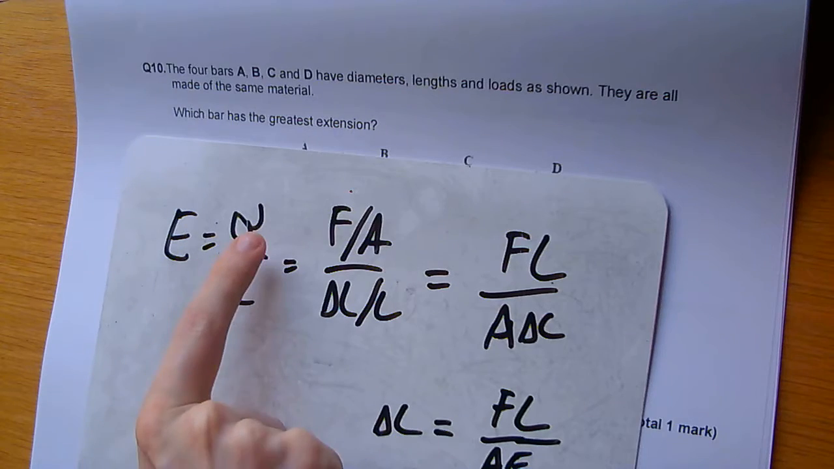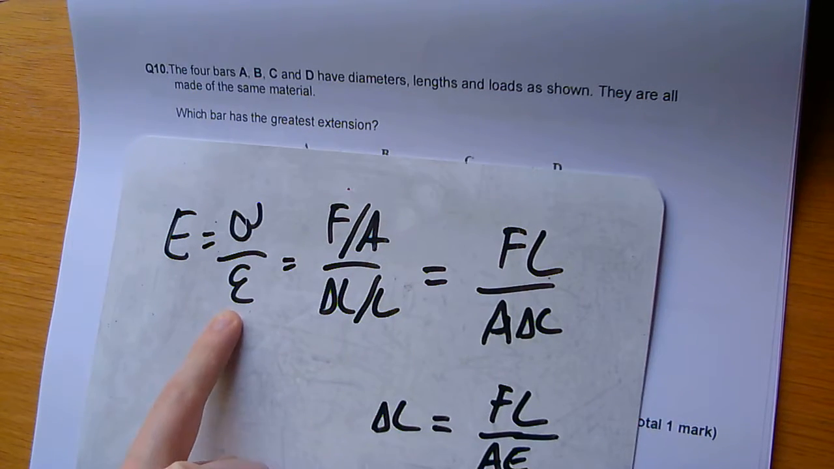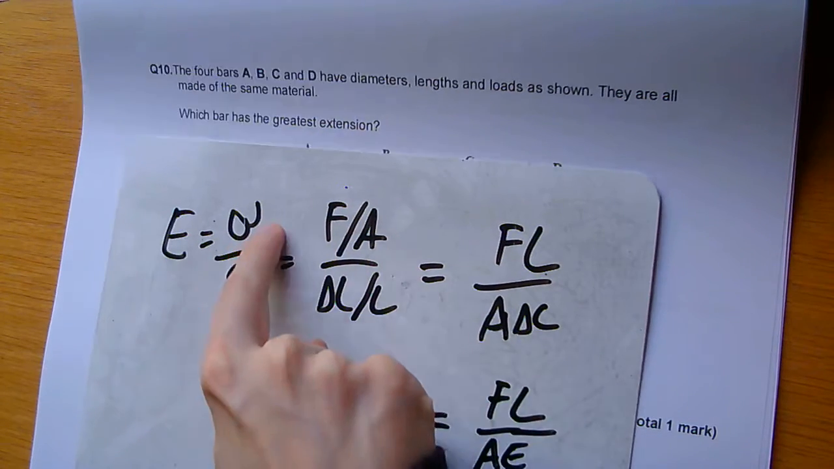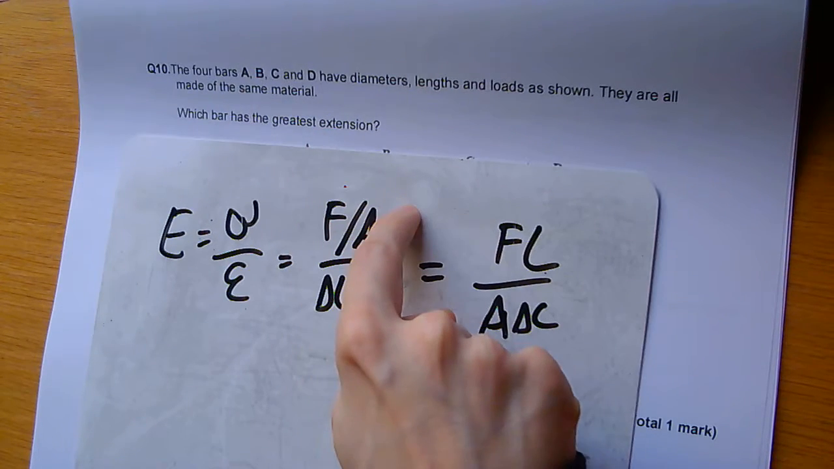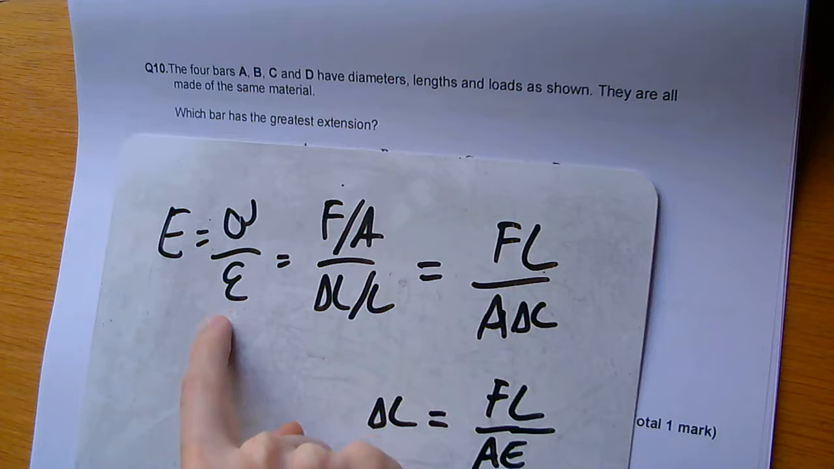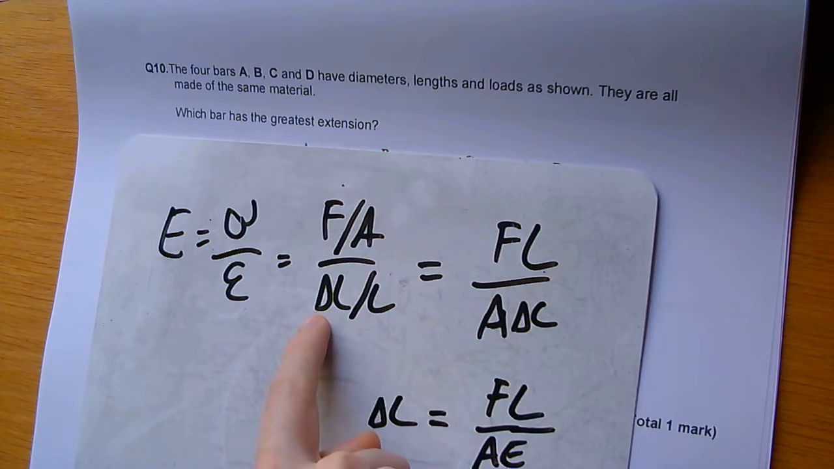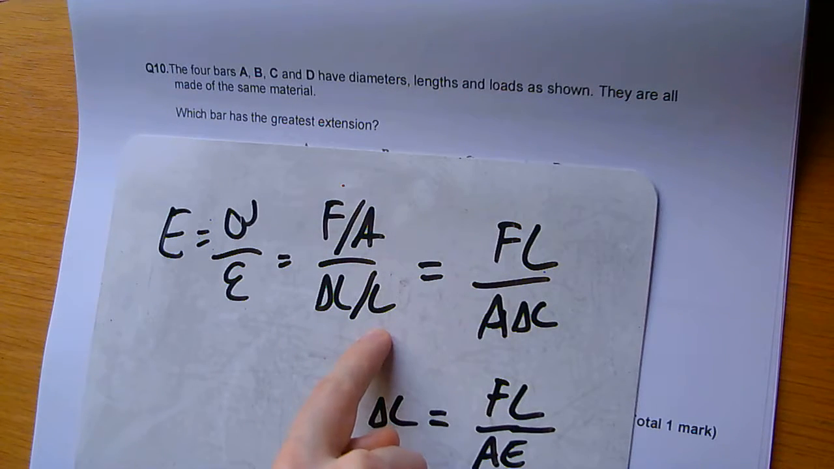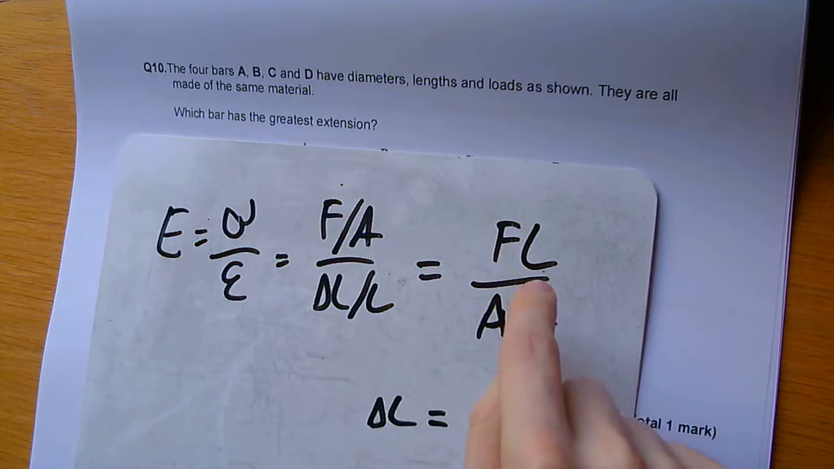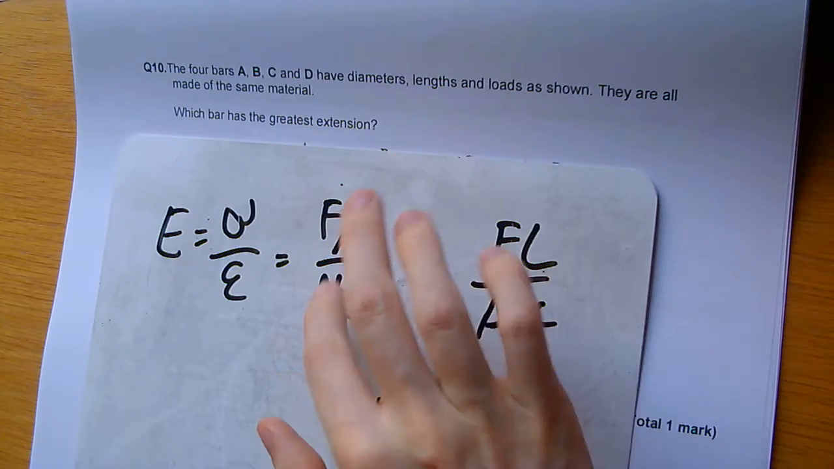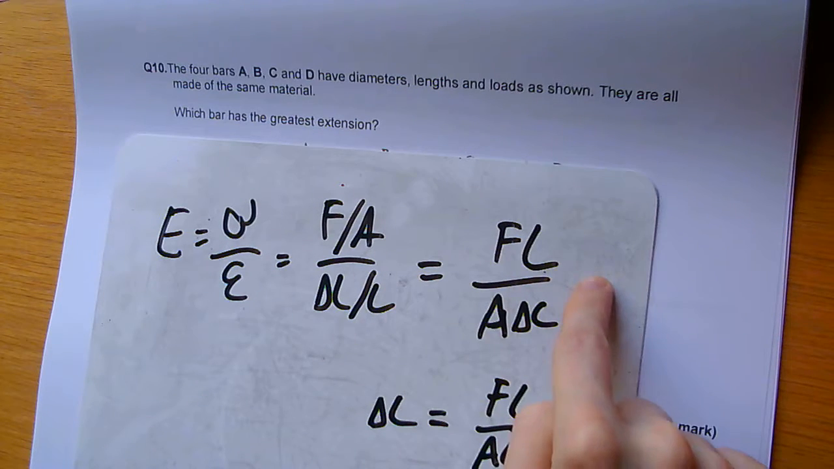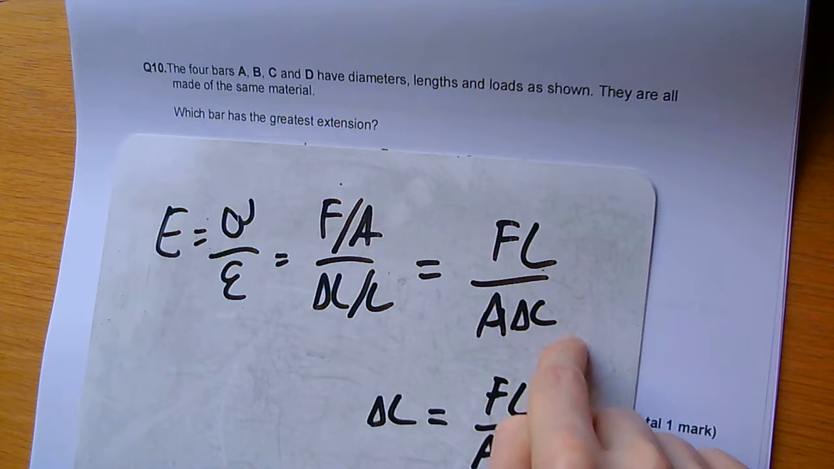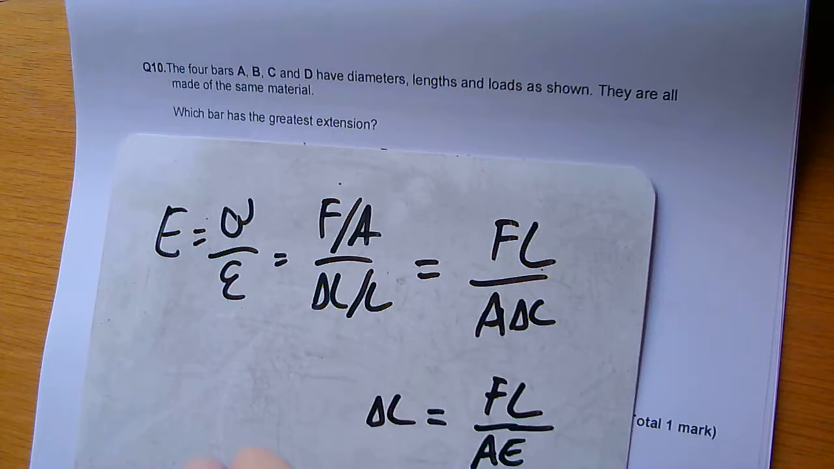The Young modulus is the stress over the strain. Stress is going to be force divided by area. It's the amount of force applied to every square metre of area. And then the strain is the extension divided by the original length. And we can rearrange that. Take the dividing by A to the bottom here, take the dividing by L to the top here. We end up with FL over A delta L as our expression for the Young modulus. You've seen that written many times before.